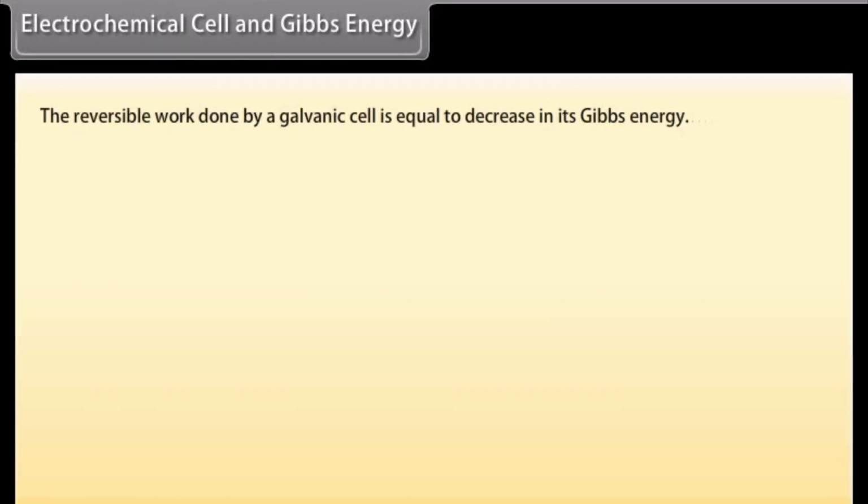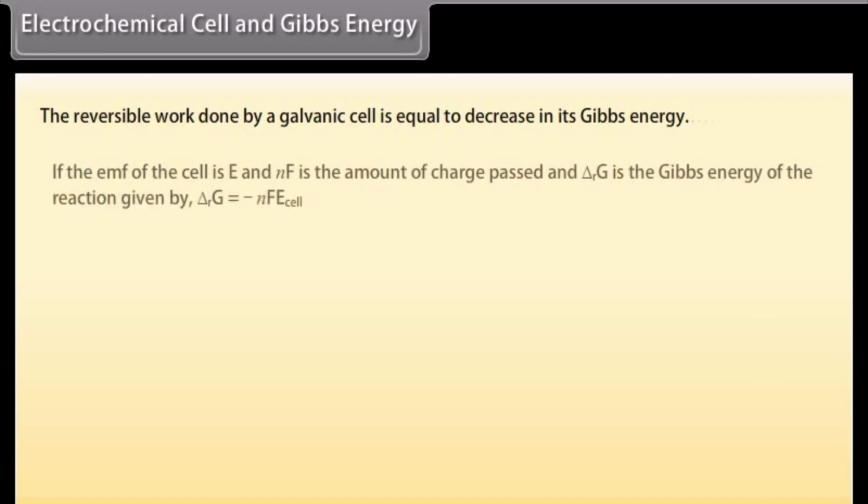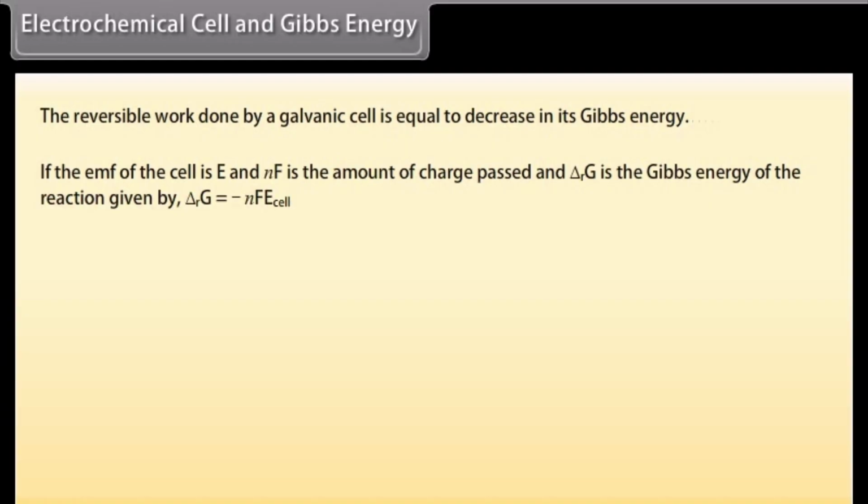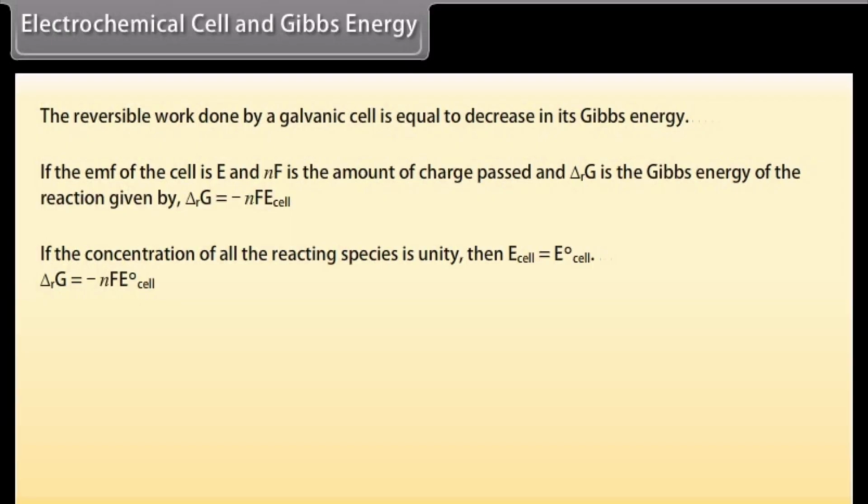Electrochemical cell and Gibbs energy. The reversible work done by a galvanic cell is equal to the decrease in its Gibbs energy. If the EMF of the cell is E and nF is the amount of charge passed, and ΔrG is the Gibbs energy of the reaction, then ΔrG is equal to minus nF E cell. If the concentration of all the reacting species is unity, then E cell is equal to E0 cell. ΔrG is equal to minus nF E0 cell.